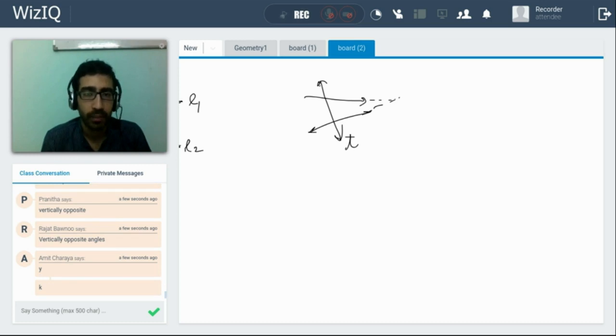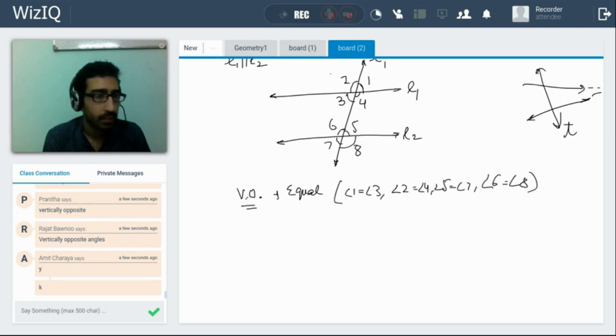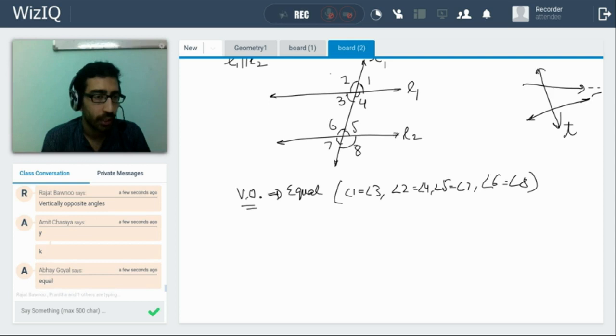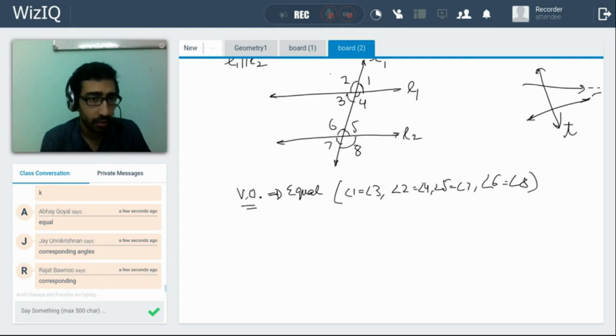Okay, so vertically opposite angles, let me just write them as VO. Vertically opposite angles are equal. And we have angle 1 and angle 3 as an example, or angle 2 and angle 4, or angle 5 and 7, or angles 6 and 8. Yes? What about angle 1 and angle 5? Angle 1 and angle 5, what would you have to say to that? Angle 1, angle 5 are known as corresponding angles. Are they equal?